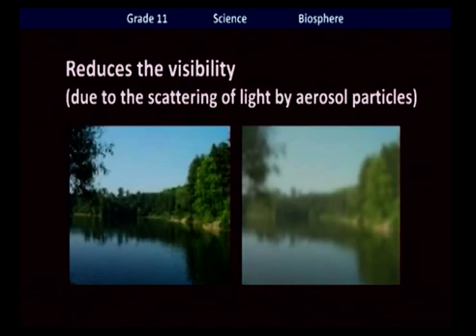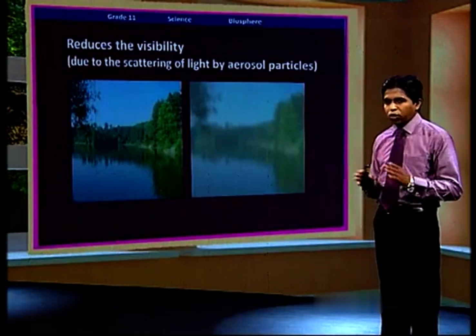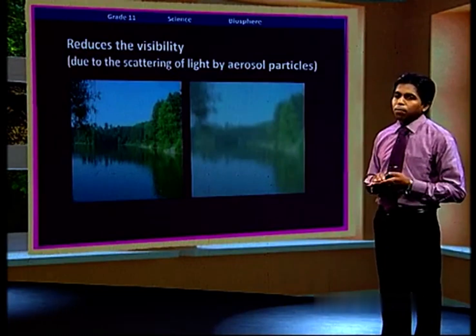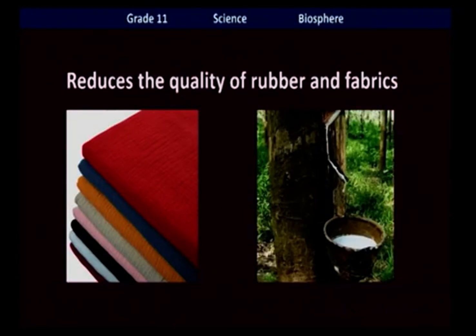Next one, reduces the visibility of the atmosphere. You can see there are two pictures. If you take a photograph in an area with photochemical smog, this photograph will not be clear due to these pollutants in the atmosphere. Next one, reduces the quality of rubber and fabrics. These secondary pollutants will degrade the fabrics, clothes and garments, as well as rubber products. When they get degraded, you have to replace them soon, so it is an economic loss.